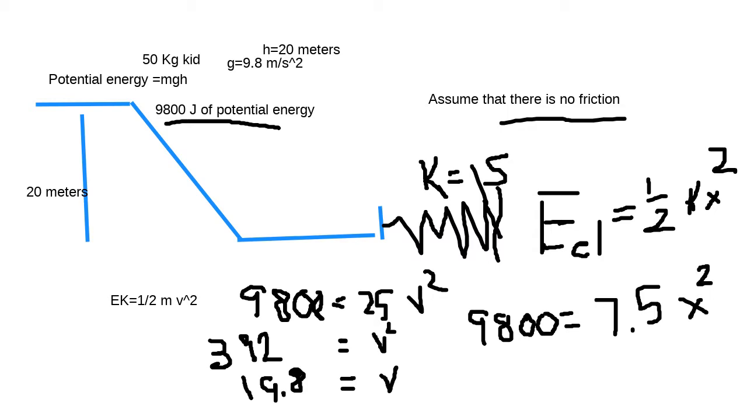Okay, so Amber, again, I'm going to ask you to contribute, please, with your calculator. So what's going to happen here is Amber's going to divide both sides by 7.5. So she's taking 9,800 and dividing it by 7.5, and that's going to be what we have for x squared. And then she's going to take the square root of that. So Amber, let's do it one step at a time. What did you get for x squared? 1,306.6.